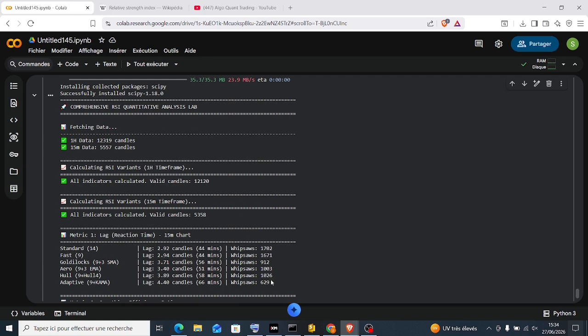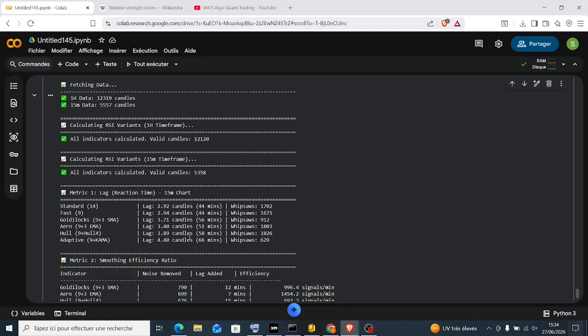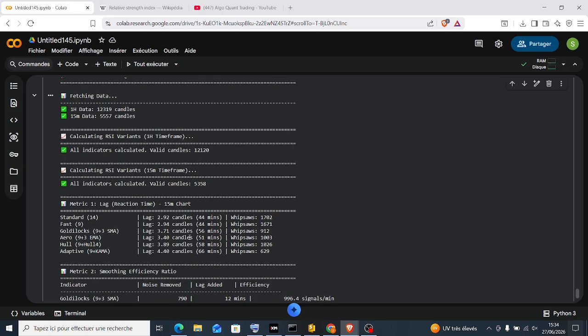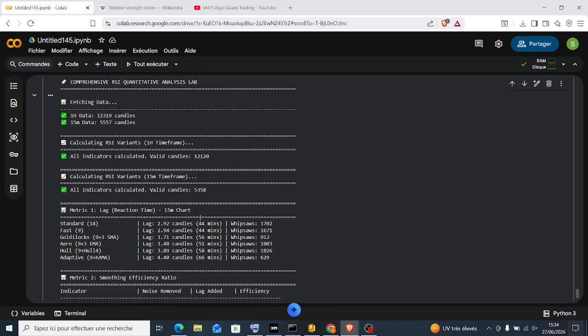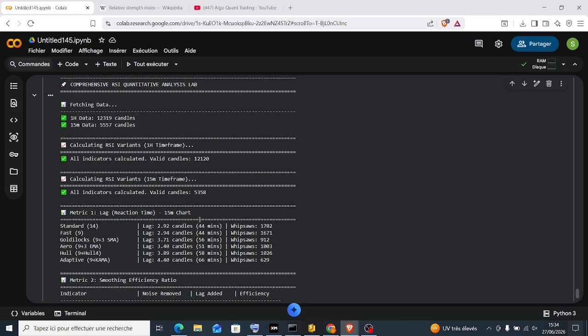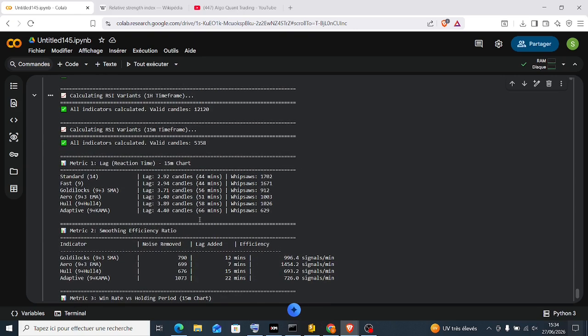I measured 2 critical metrics. Metric 1, lag. When price makes a local bottom, how many candles does it take for the RSI to bottom out? Standard RSI takes 2.54 candles. Goldilocks takes 3.39. That's an extra 11 minutes on a 15-minute chart. Metric 2, noise. During choppy, sideways markets, how many times does the indicator change direction? Standard RSI whipsaws 1,708 times. Goldilocks, just 1,052. That's 656 fewer false signals.